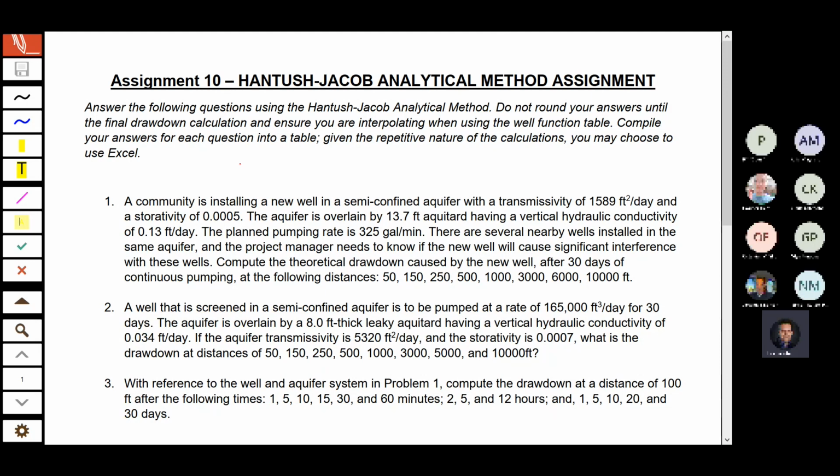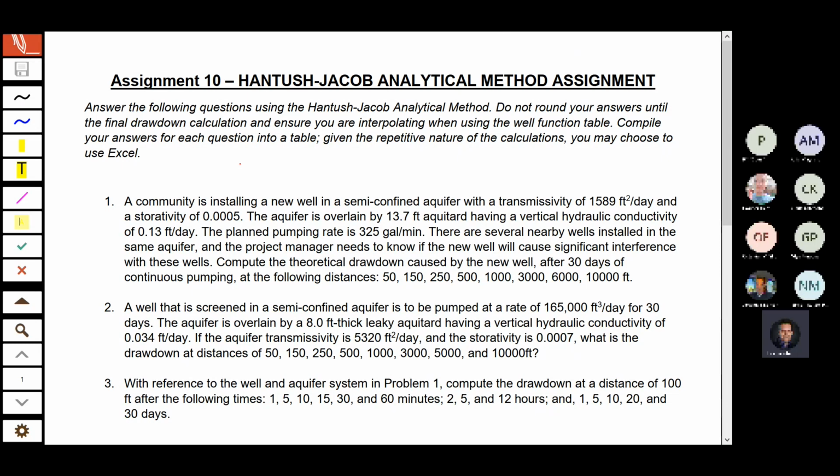Assignment 10. Answer the following questions using the Hantush-Jacob analytical method. Do not round your answers until the final drawdown calculations, and ensure you are interpolating when using the well function table. Again, if you round too early or if you don't interpolate but eyeball, your values are going to be wrong. And there should be absolutely no reason why we have different values as long as we do that.